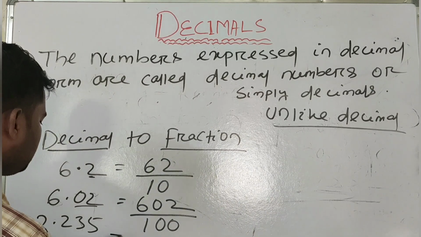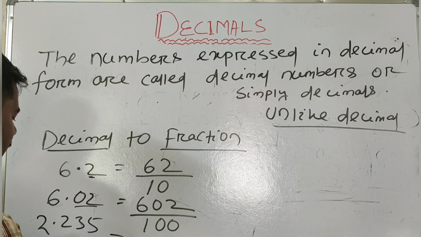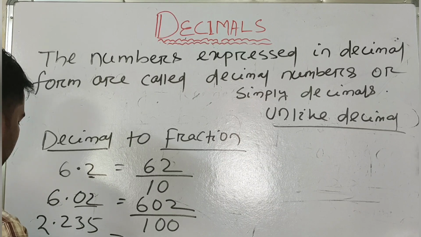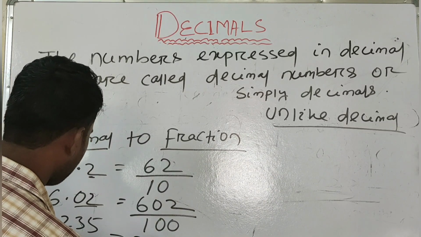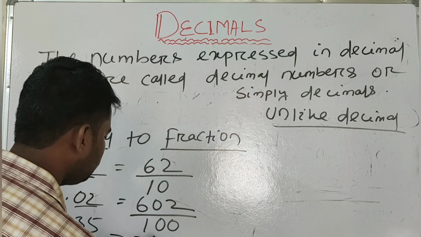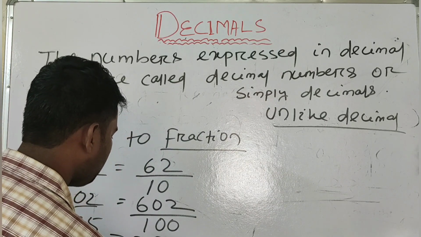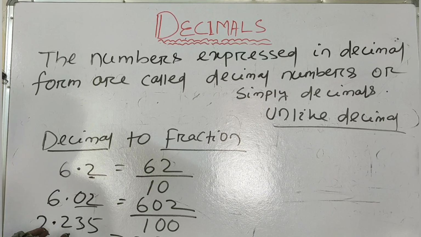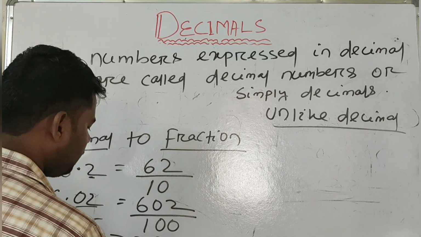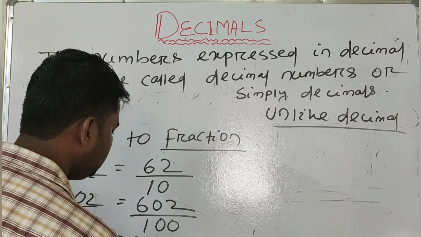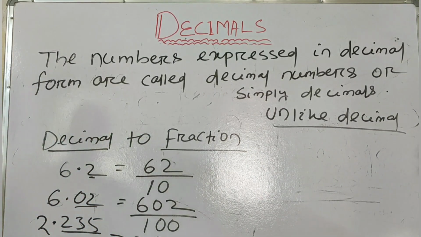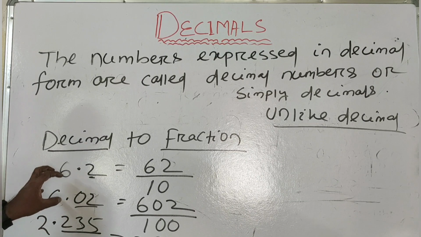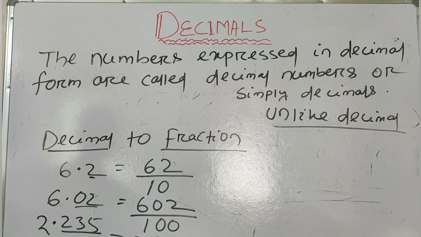Like that, according to the formula we remove the decimal point and write that number, 2. Okay. And how many digits are present to the right of the decimal point? 3 digits, so we put 1000. Okay. In this way we can convert decimal to fraction.